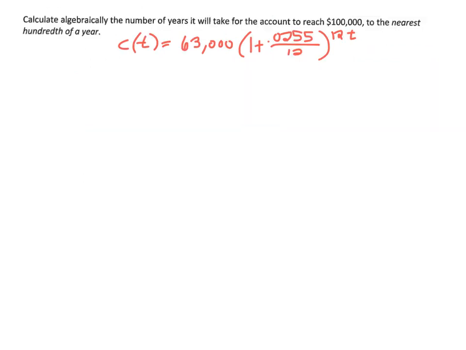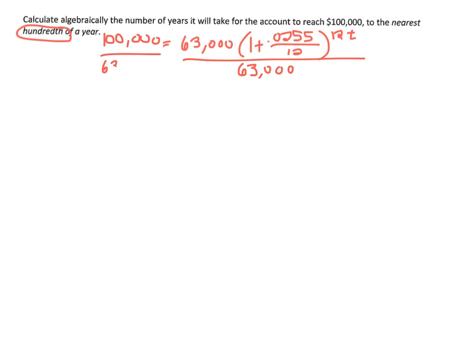Okay, so the second part wants us to calculate algebraically, so not graphically, the number of years it will take for the account to reach $100,000 to the nearest hundredth of a year. I'm just going to circle what's around to. Okay, so we want to know when is c of t going to reach $100,000. So let's replace that with $100,000. Okay, so this is what we're solving. So the first thing I'm going to do is divide both sides of the equation by 63,000. I'm trying to get that parenthesis being raised to the 12t power by itself.